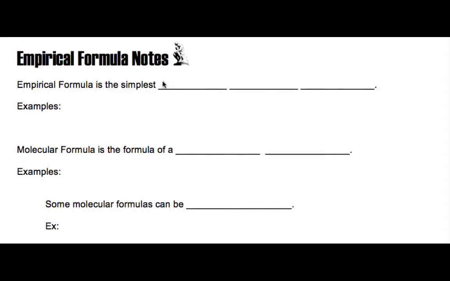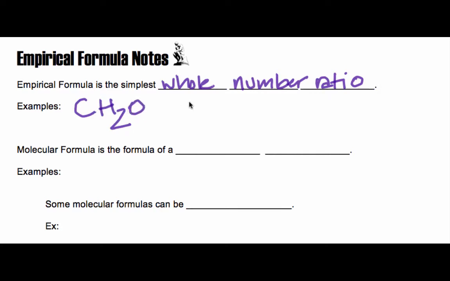Empirical formula is the simplest whole number ratio that a formula can have. A really good example of an empirical formula is 1 carbon, 2 hydrogens, and an oxygen, or CH2O. This is the formula for formaldehyde, which might be a chemical that you've heard of before. It's used to preserve all sorts of dead things.